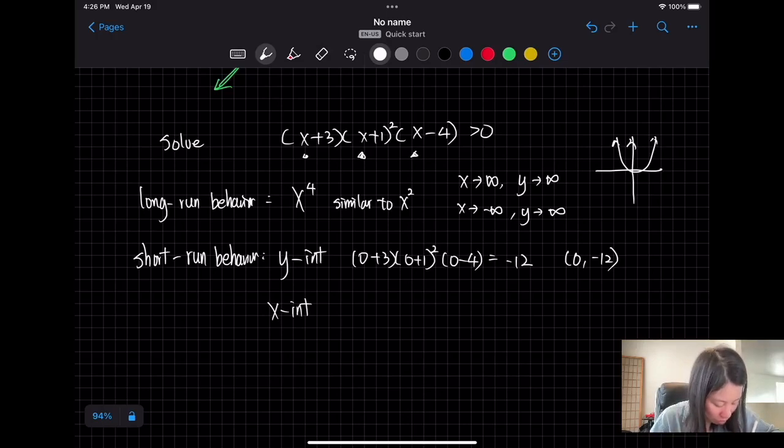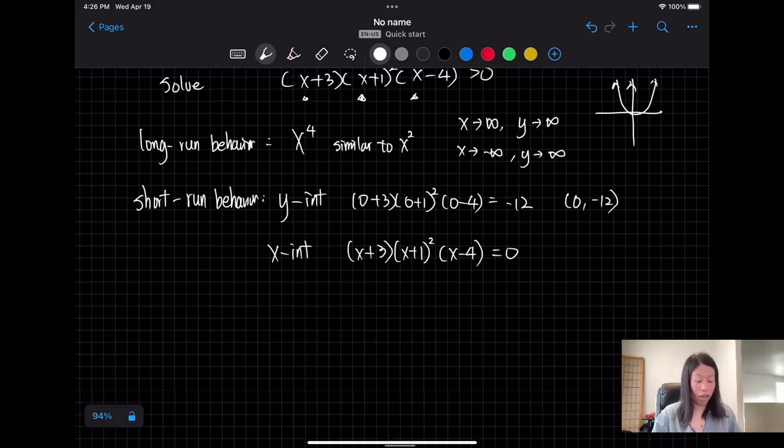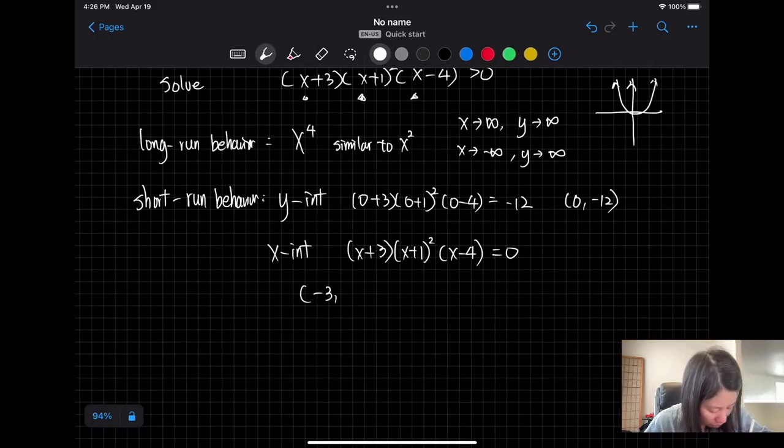For the x-intercepts, you want the function to equal 0. So that means I have 3 x-intercepts. One is (-3, 0), then (-1, 0), and then (4, 0).